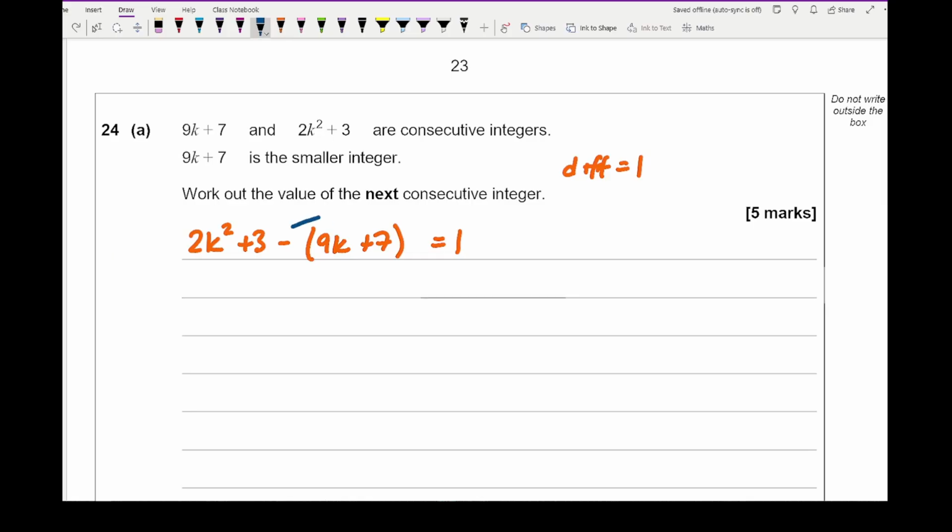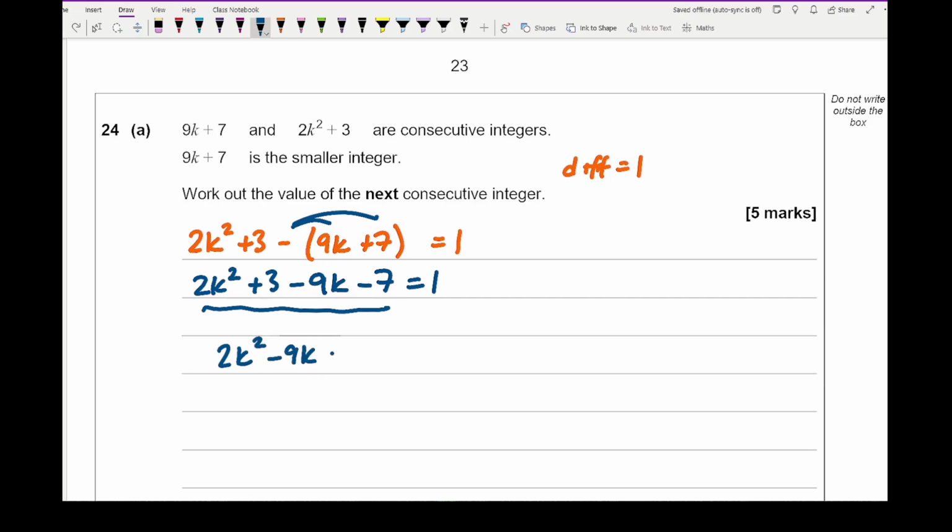Now with this, you just need to be mindful of the negative outside the bracket. So what I end up with is 2k squared plus 3 minus 9k minus 7 equals 1. Now if I simplify all of this, I get 2k squared minus 9k minus 4 equals 1. And hopefully you are spotting that this is going to turn into a quadratic, and when solving quadratics you want to make it equal to 0.